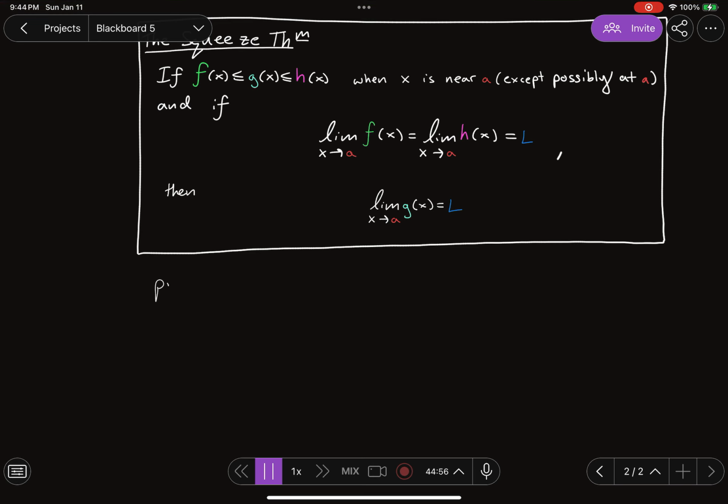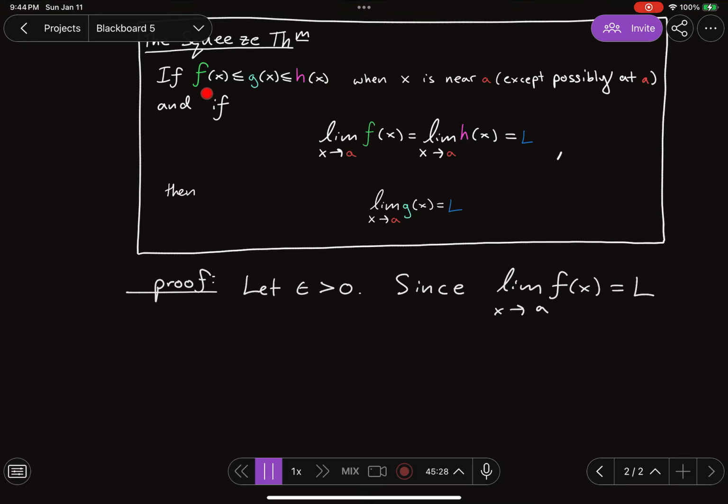Proof. Let epsilon be bigger than 0. Okay, so this is huge. Since the limit as x approaches a of f of x is equal to L, so that is something we're assumed to be given. We have for free in our proof that this is true and that this is true.